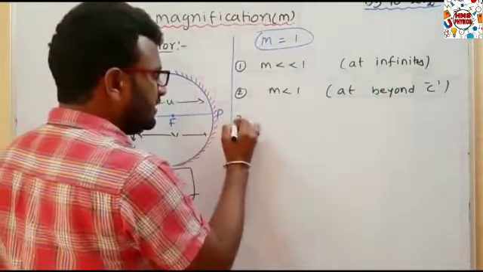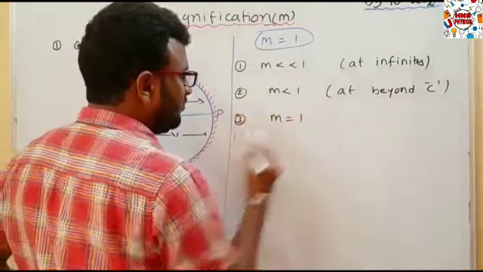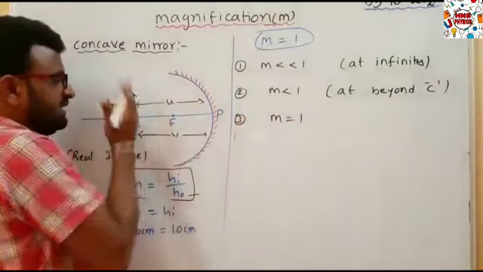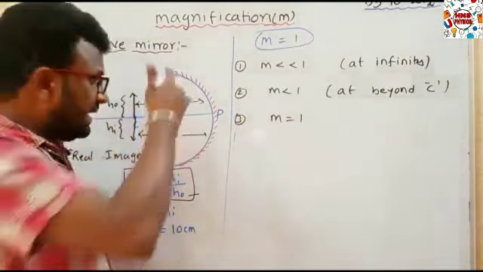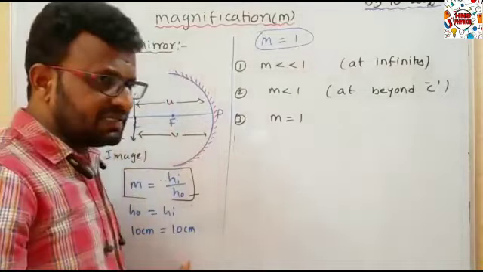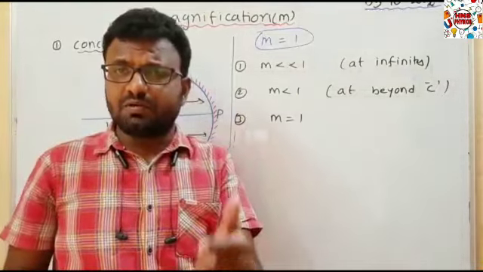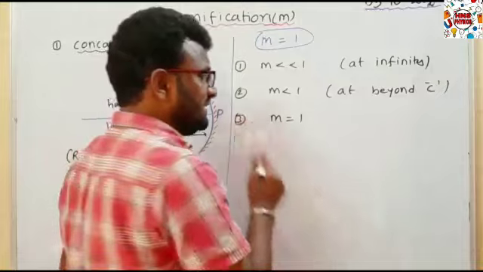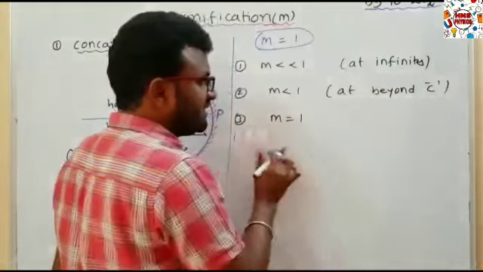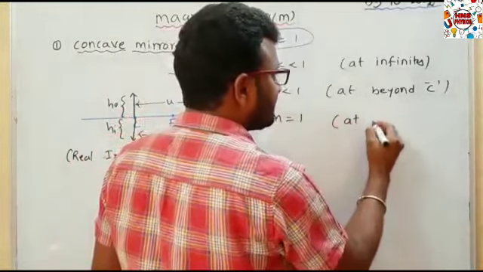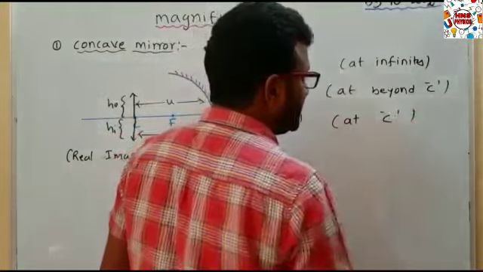Next, the third one, m is equal to 1. In what case? When the object is placed at the center of curvature, at that time the image is also formed at the center of curvature. In this case, the height of the image is equal to the height of the object. So that's why magnification will be 1, right? At C, when the object is placed at C.